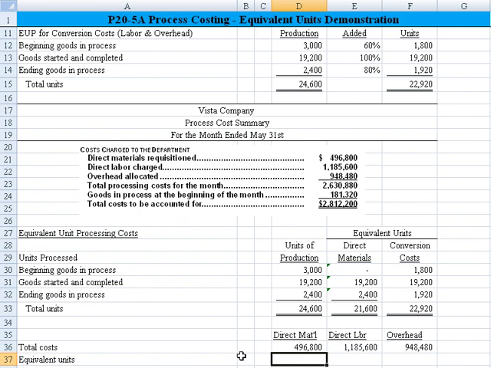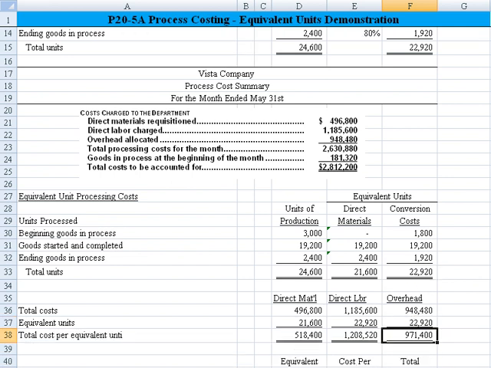Now, equivalent units comes from the schedule we just completed, right? So we have equivalent units to use for direct material, is that cell right there, the 21,600. The conversion cost would come from the 22,920. Oh, and again, I want to format this so that looks right. Okay, and then the overhead also uses the same 22,920. Let me slide down so you can see that.